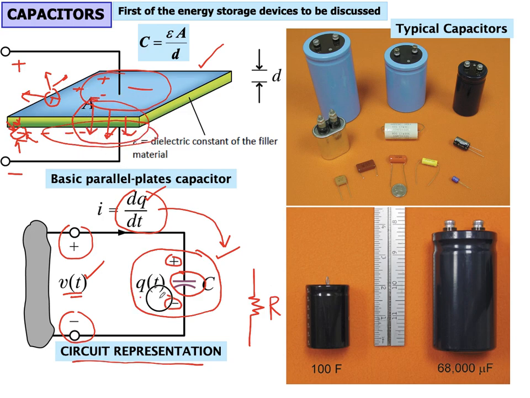The charge that is stored here, let's say it is q(t), and the current flowing through this capacitor is dq/dt. So this is how we represent a circuit in which we have connected a capacitor.